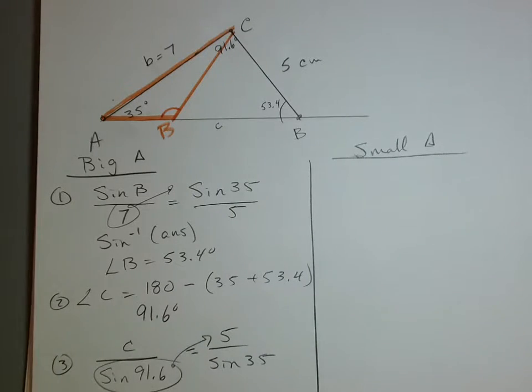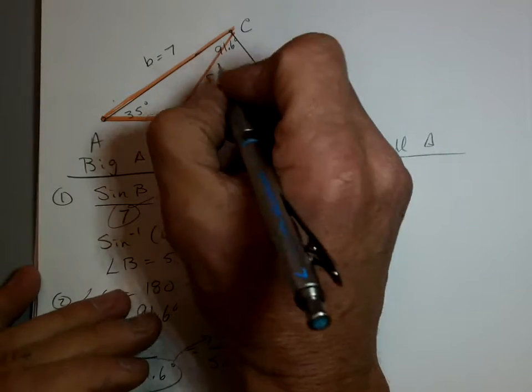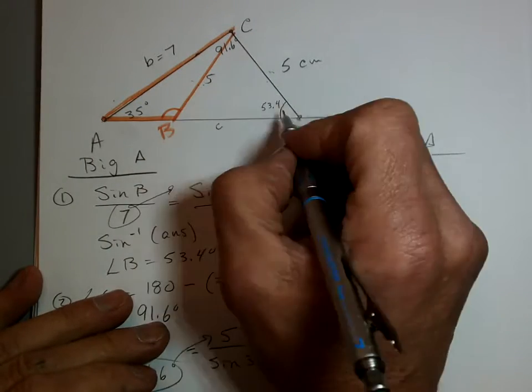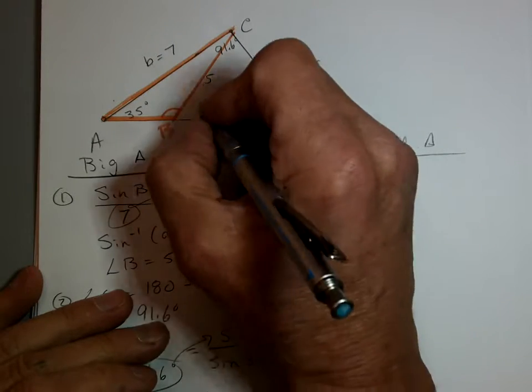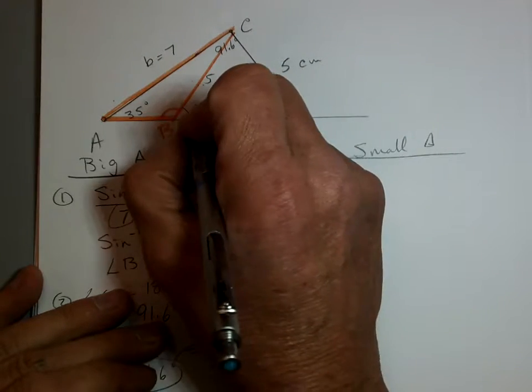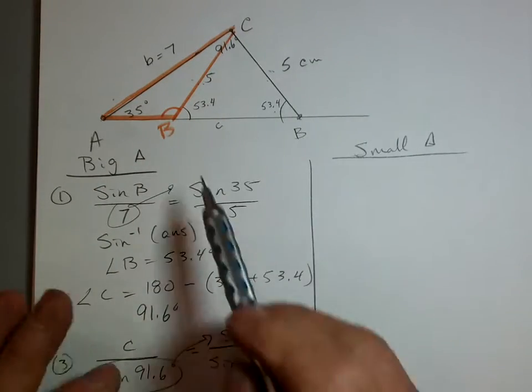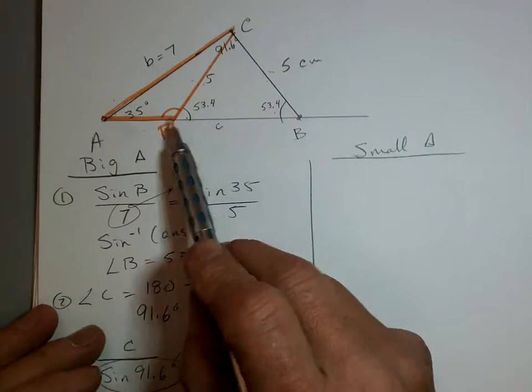Okay, now how do you do it? Well, it's really not that bad, because I know that these are both 5. So if this side's equal to this side, it's an isosceles triangle, which makes this base angle equal to this base angle. So this is also 53.4 degrees. Okay, I want angle B though. I don't want that angle, because that's not part of my orange triangle.